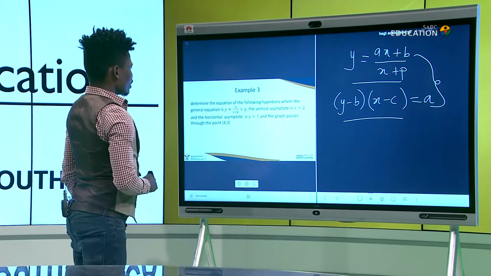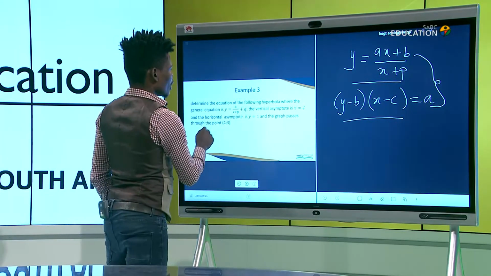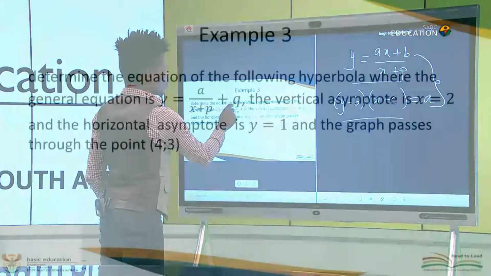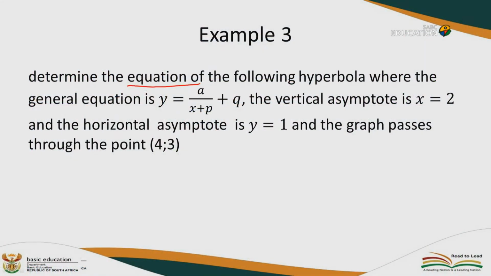Now this is example 3. They want us to determine the equation of the following hyperbola, where the general equation is given by y equals A over x plus P, plus Q. And then they give us the vertical asymptote, which is x equal to -2, and then the horizontal asymptote, which is y equal to 1. And the graph passes through the point (4, 3).